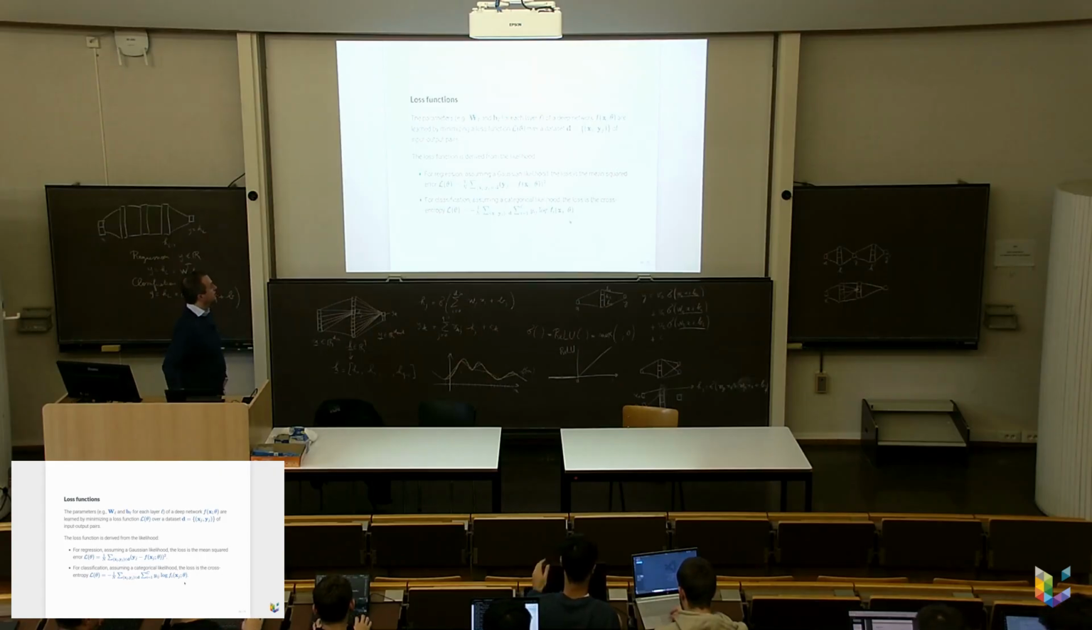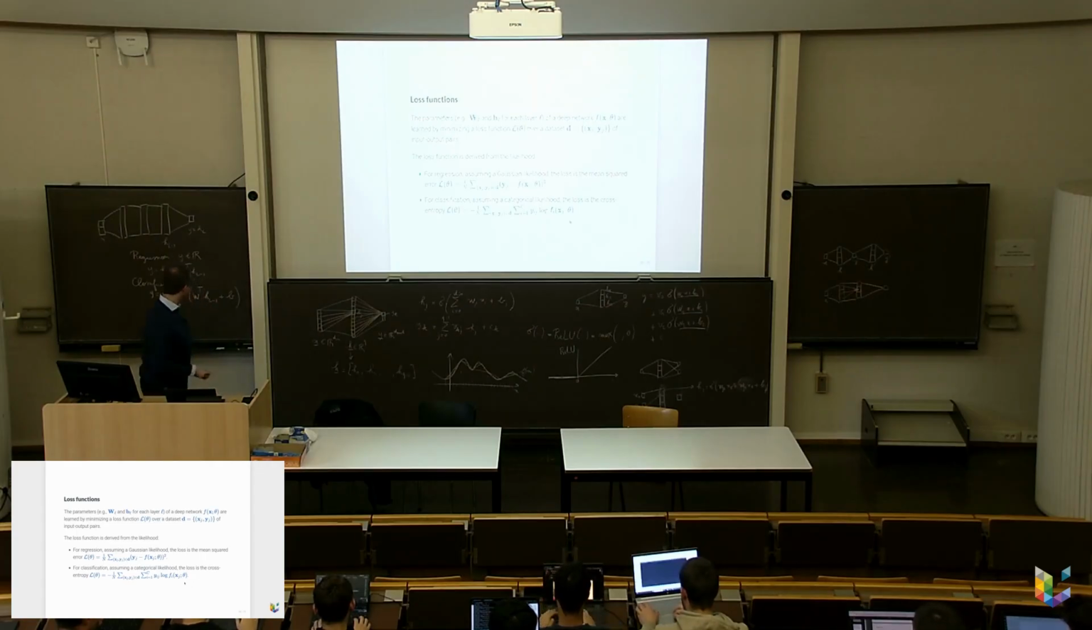Next, how do you tune the parameters of these neural networks? In this case, the parameters are all the W matrices and all the B vectors. You may have many of them now, or these matrices can be quite large. But the recipe is still the same. The objective function is something that you can derive directly from the likelihood.